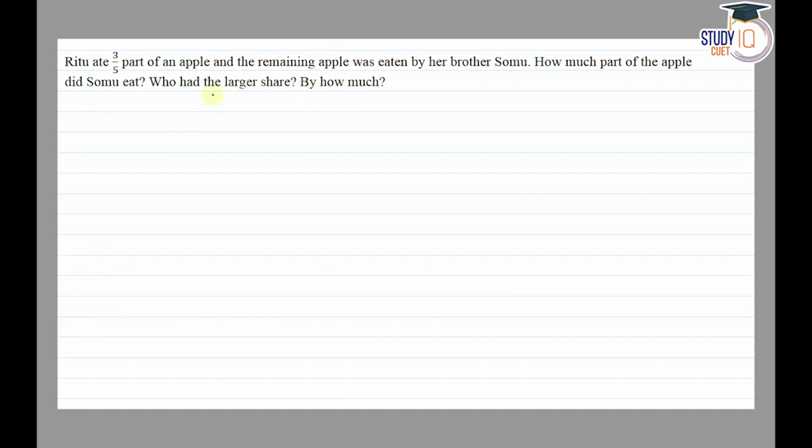By how much? So हमें given है part of apple eaten by Ritu, 3 by 5. So part of apple eaten by Somu.